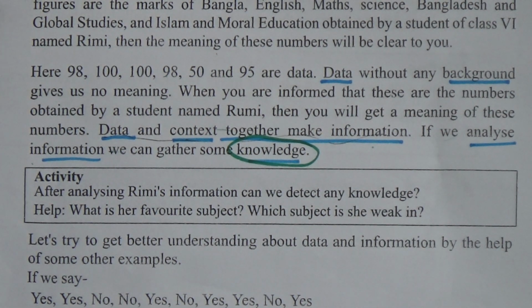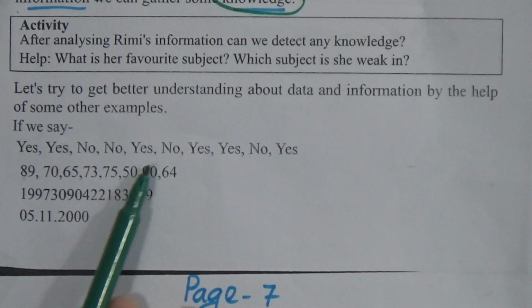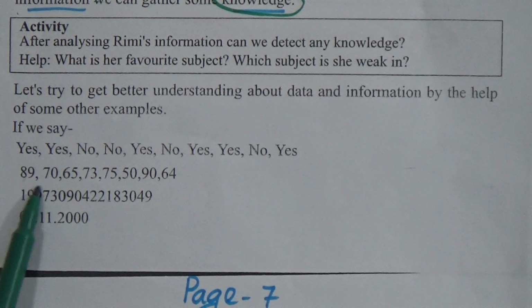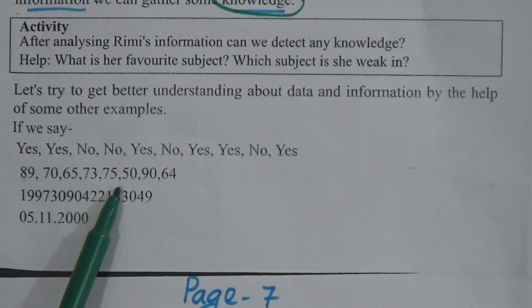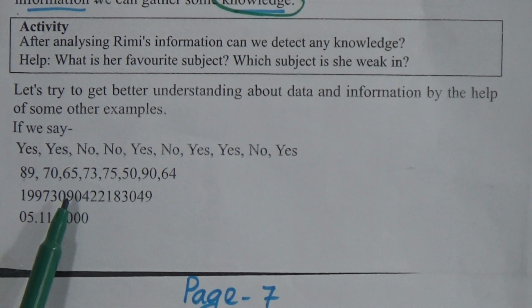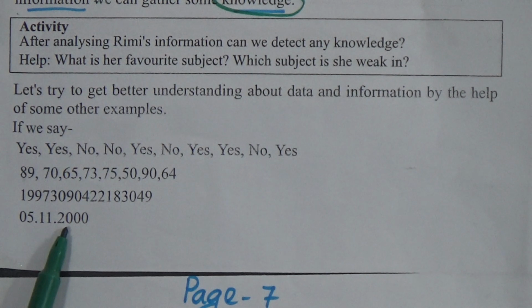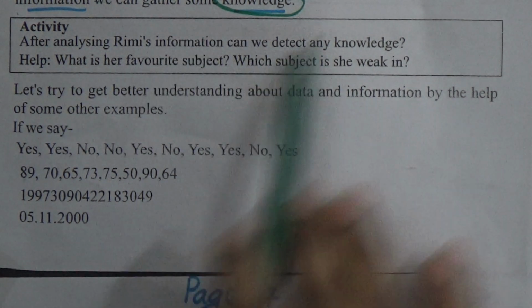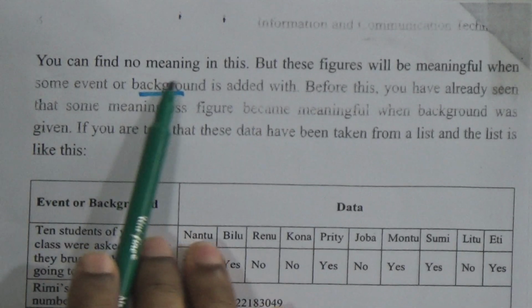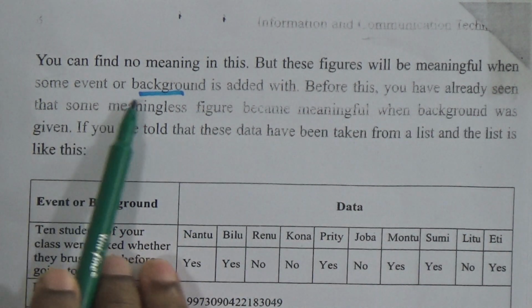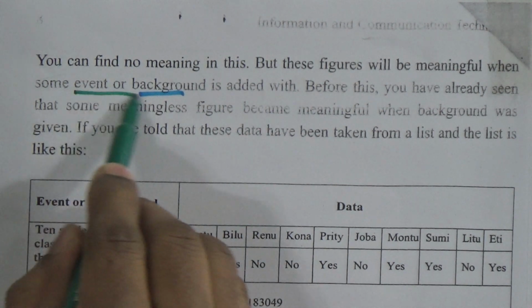If we say yes, yes, no, no, yes, no, yes, yes, no, yes, does it give any sense? 89, 70, 65, 73, 75, 50, 90, 64. Does it give any meaning? 1997, 309, 04, 22, 18, 3049, 05, 11, 2000, no meaning. Let's go to page number 8. You can find no meaning in this, but these figures will be meaningful when some event or background is added with them.